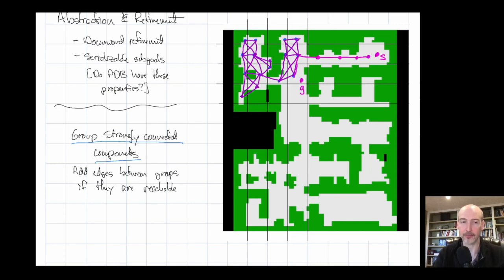I have a path. And so this is the basic idea of abstraction and refinement: we can do this localization process to get onto the abstraction.